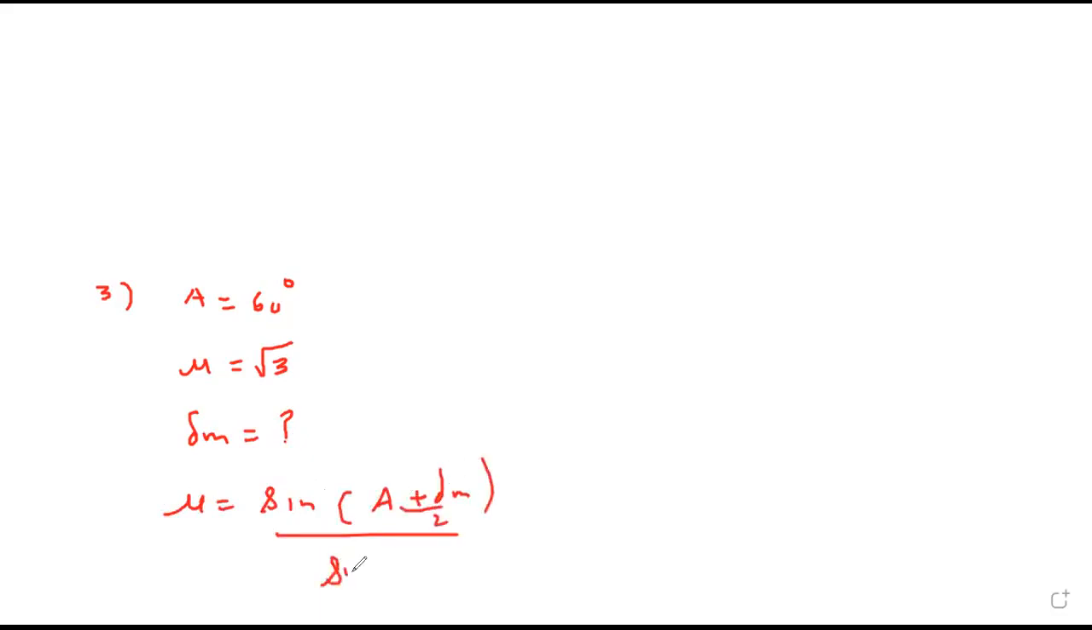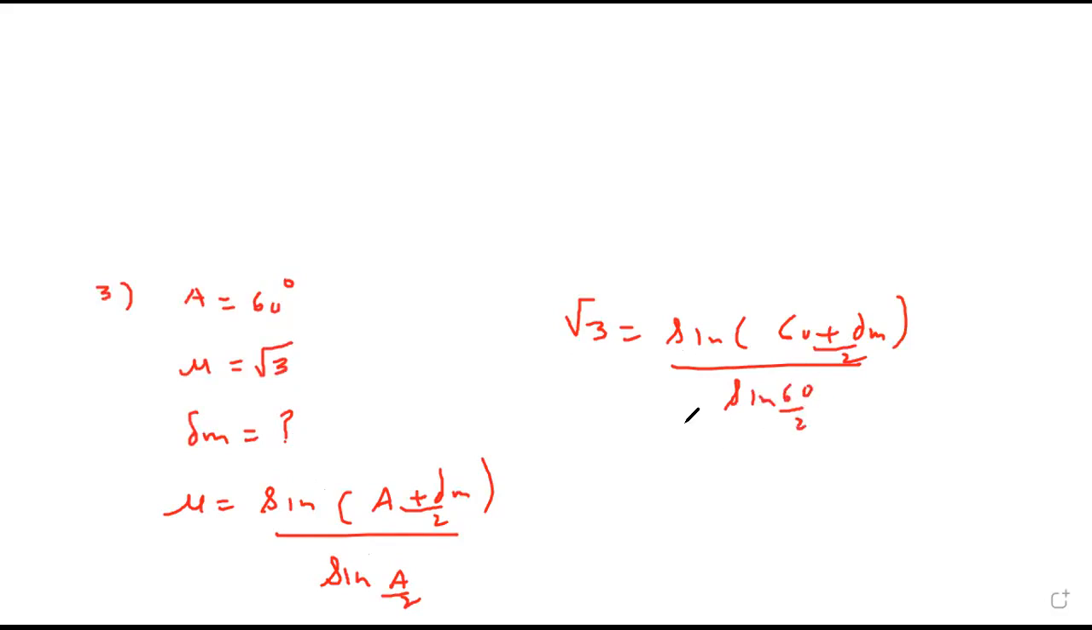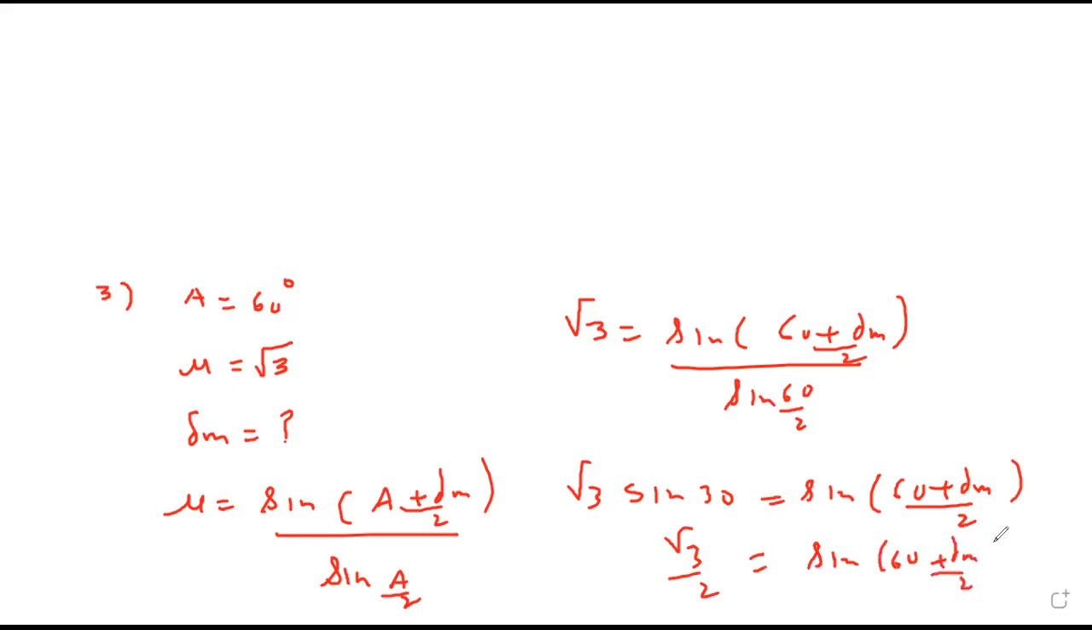The refractive index of an equilateral prism. An equilateral prism means its angle is 60 degrees. The refractive index is root 3. Find the minimum deviation. The refractive index formula is mu equals sine of (A plus delta m) upon 2, divided by sine of A by 2. So root 3 into sine 30 is sine of (60 plus delta m) upon 2. So root 3 by 2 is sine of (60 plus delta m) upon 2. Sine inverse of root 3 by 2 is (60 plus delta m) upon 2.